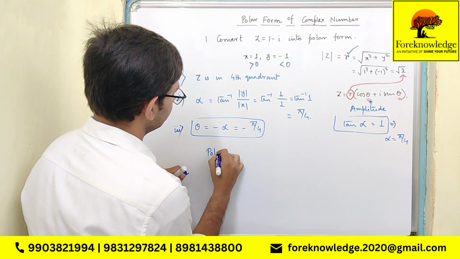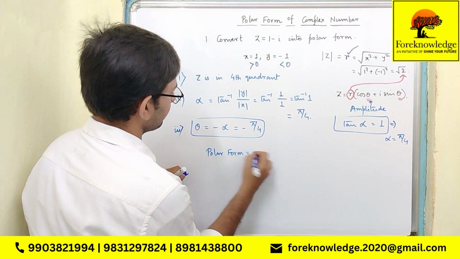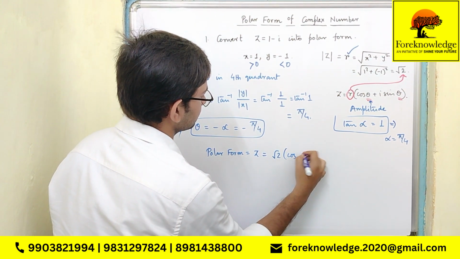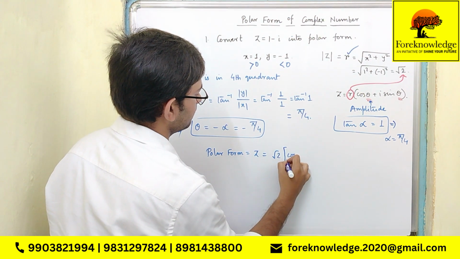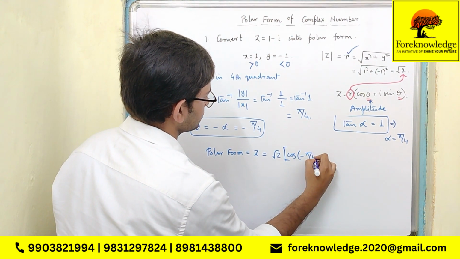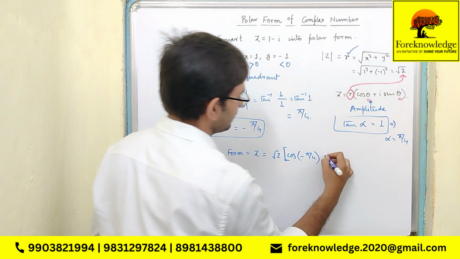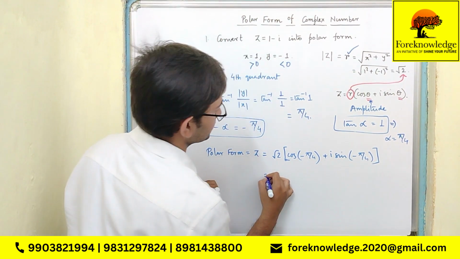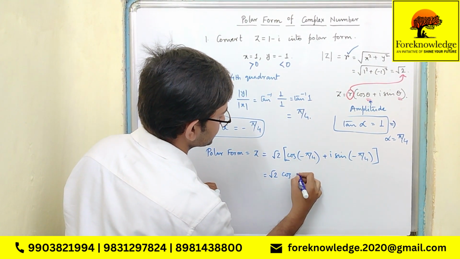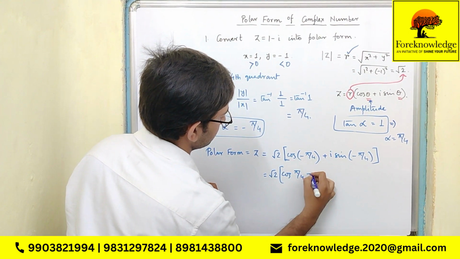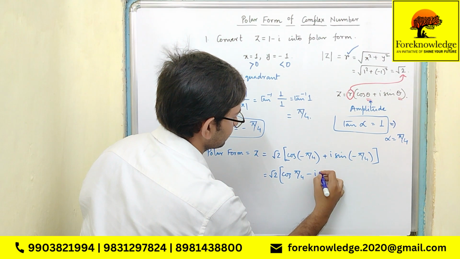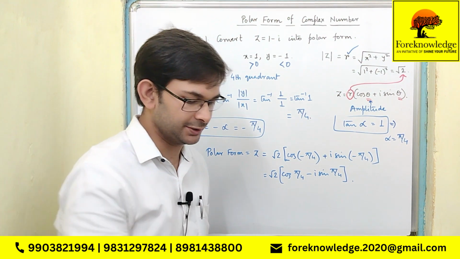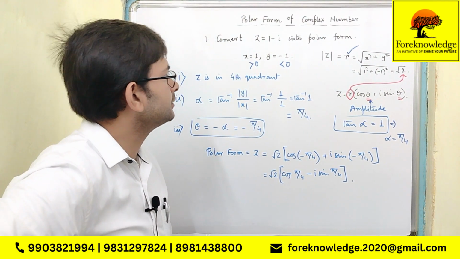So the polar form is nothing but z equal to r, that is root 2, into cos, allow me to use the third bracket, cos of theta, cos of minus pi by 4, plus i sin theta, that is i sin of minus pi by 4. This is nothing but root 2. Cos of minus theta is nothing but cos theta. Sin of minus theta is minus sin theta. This is the polar form for z.